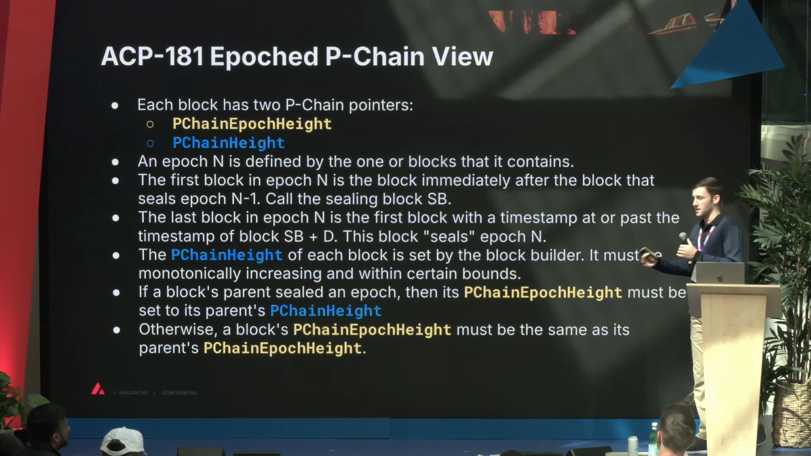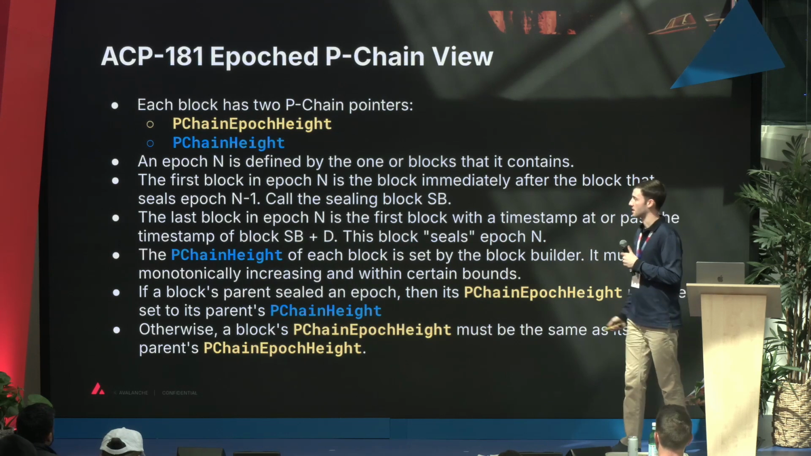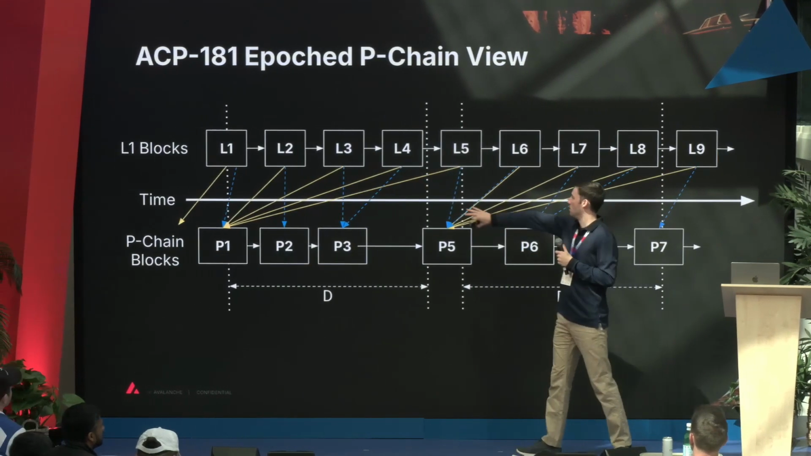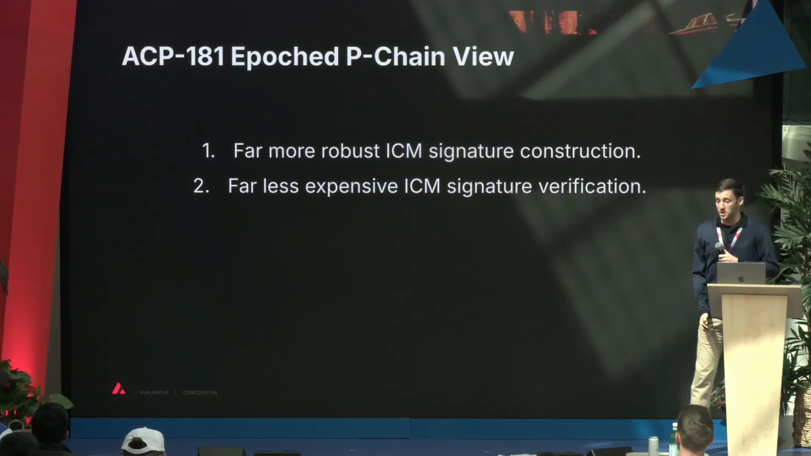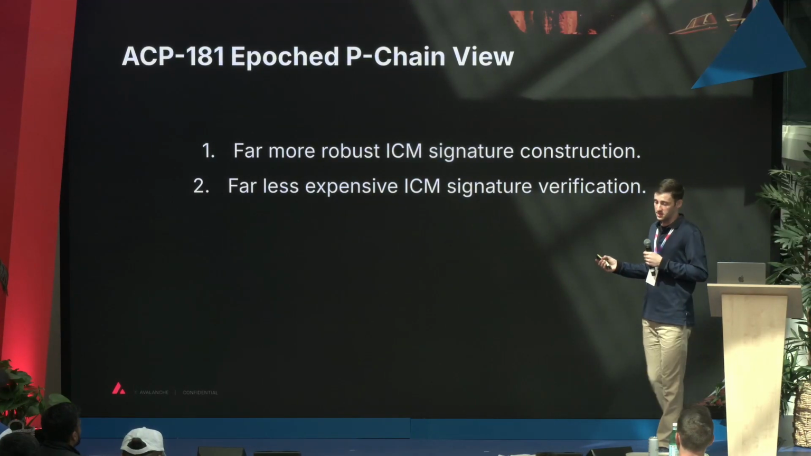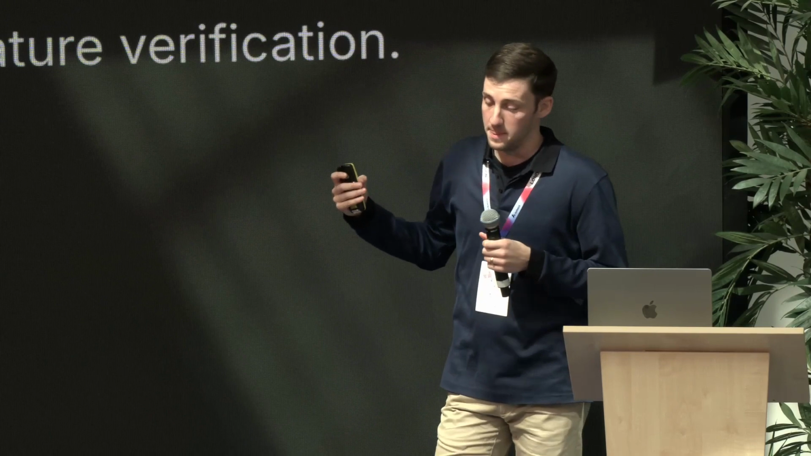Otherwise, if your parent isn't a sealing block, then you keep the same p-chain epoch height, which is why all blocks in the epoch point to the same p-chain height. So why are we doing this? One, it makes ICM signature construction far more robust because you always know what p-chain height will be used in the verification on the L1 when you're sending the transaction.